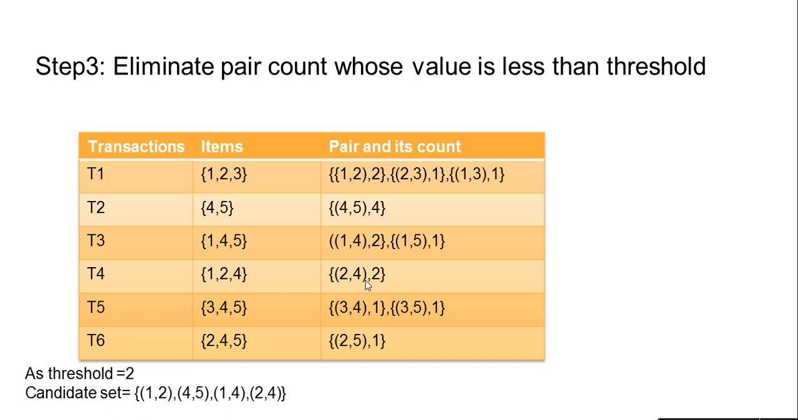So what is our candidate set now? The candidate set now is 1, 2, 4, 5, 1, 4 and 2, 4. Okay, so in step 3 what we have done, students, is eliminate the pair counts whose value is less than the threshold. Okay, so step 3 is clear.